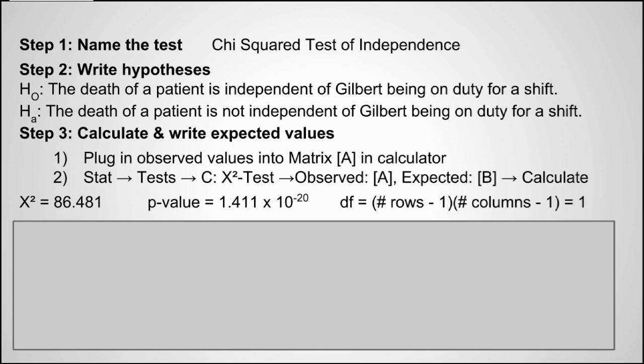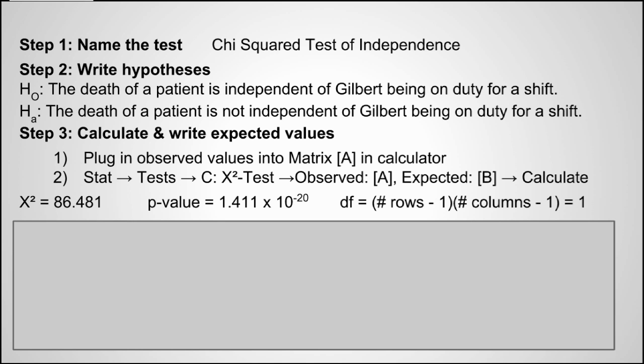Step 3, calculate and write your expected values. Plug in your two-way table of the given observed values as matrix A into your calculator. Once you do that, go to Stat, Tests, select choice C, which is a chi-squared test, and then for your observed, you're going to put the matrix in which you put in all your observed values, which was matrix A, and then for expected, you can make that matrix B. Once you do that, hit calculate.